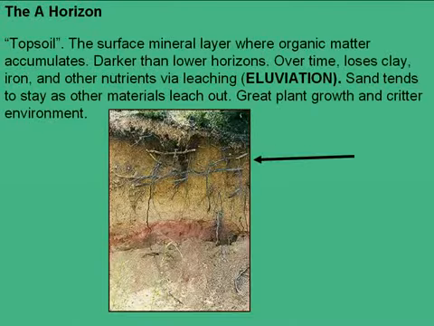Right below the O horizon, you have the A horizon, which is what most people refer to as topsoil, and that's the mineral layer where the organic matter has accumulated over time. It does tend to be darker than the lower horizons, and over time, through rain and through leaching, the sand tends to stay in this area as the other materials leach out, and this is where a lot of the nutrients are stored in the soil, and you end up with a lot of plant growth and soil microbes and other soil biota in this particular area.